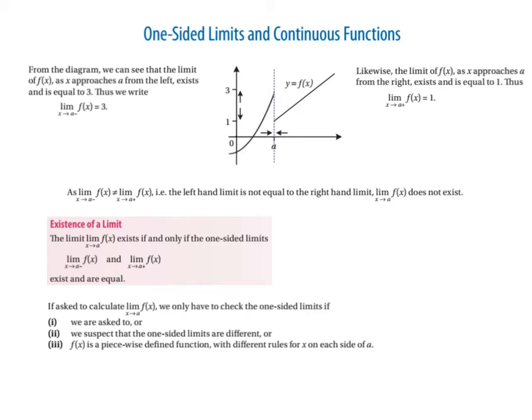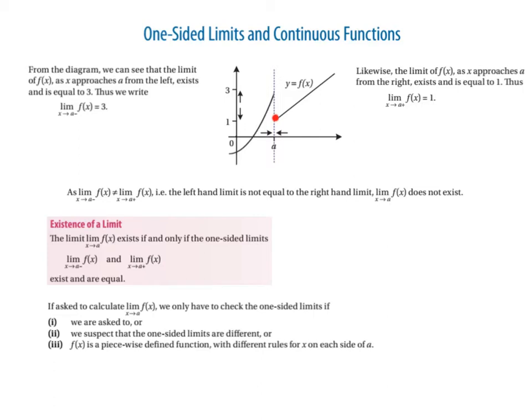Hi guys, in this video we're going to look at the idea of one-sided limits and continuous functions. In the last video we looked at the idea of a limit. If we look at this function, y equals f(x), we can see that coming from the left-hand side it goes towards the value of 3, but then there's a disjoint and it comes down here, and coming from the right-hand side we're going towards the value of 1.